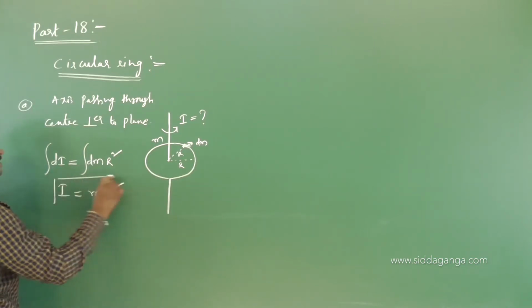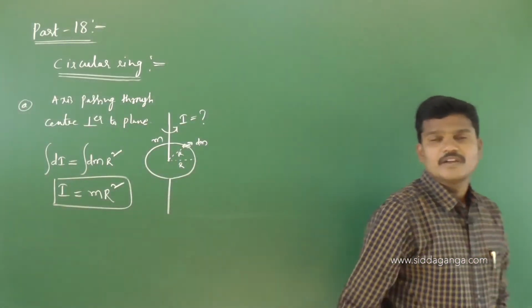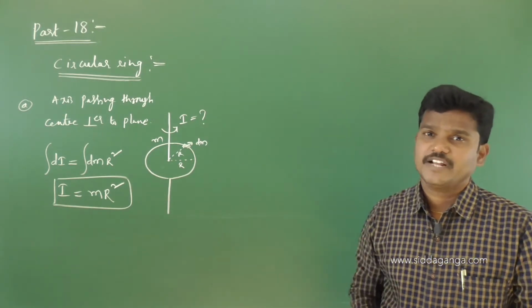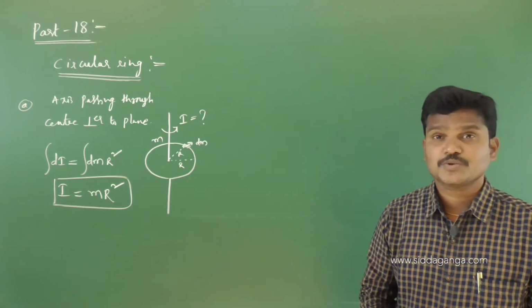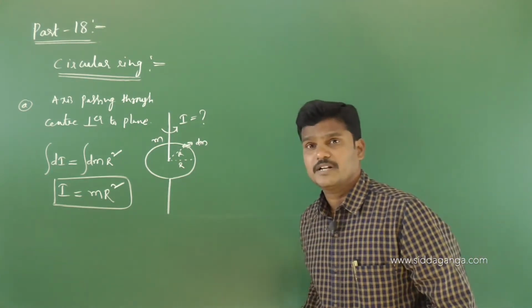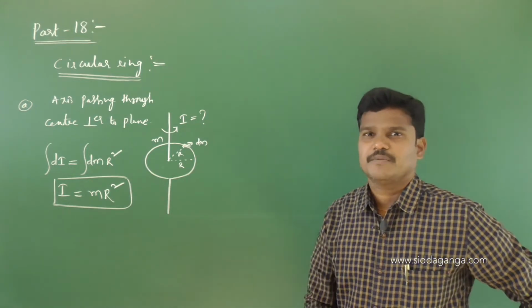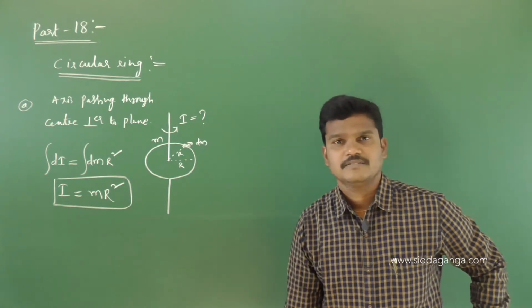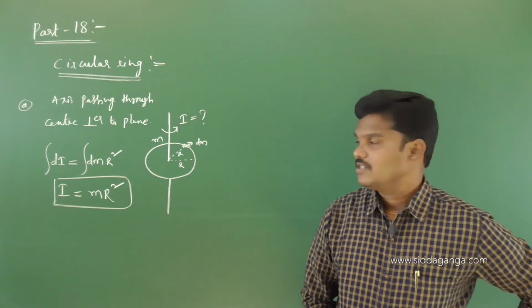So this is the moment of inertia of the circular ring with axis passing through the center and perpendicular to the plane of the ring. A very simple formula: I is equal to m r square, where m is the mass of the circular ring and r is the radius of the circular ring.